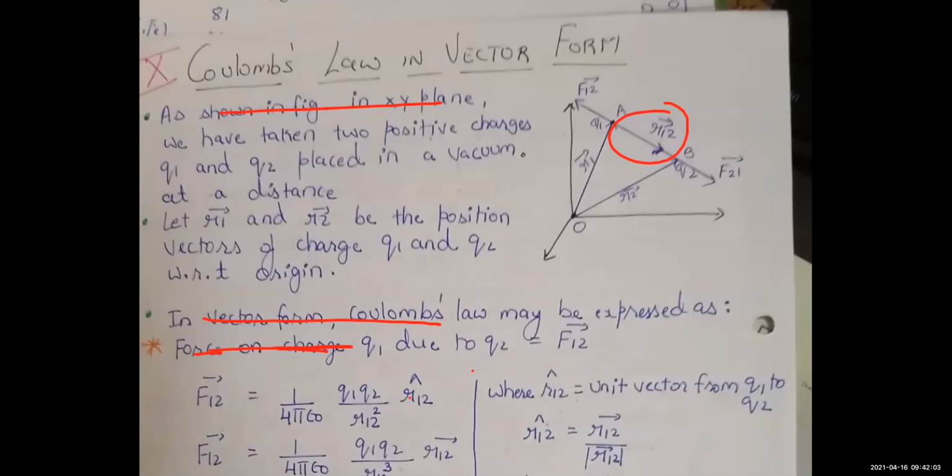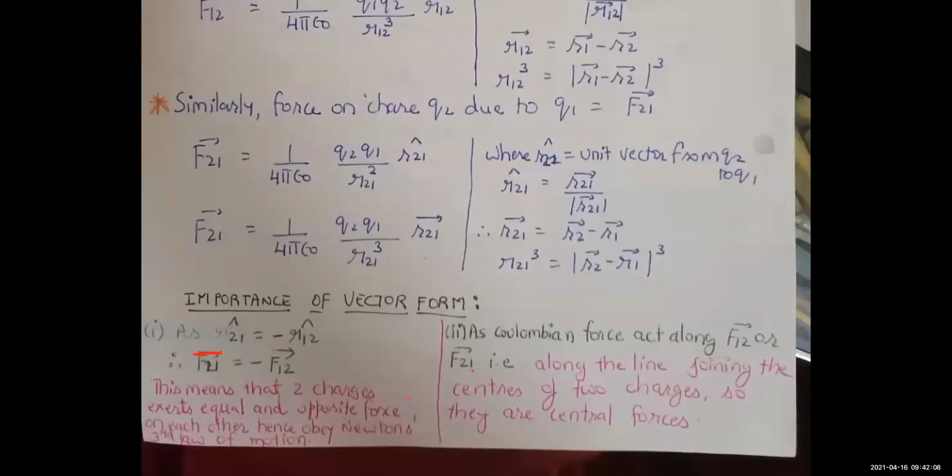Direction opposite, but the magnitudes are the same, right children? So you can write that unit vector R21 equals minus unit vector R12. Means their magnitudes are the same, but the directions are different. So as unit vectors, the magnitudes are the same and only the direction is different. So we can write F21, the force on charge Q2 by Q1, is equal but in the opposite direction to the force exerted on charge Q1 by Q2.